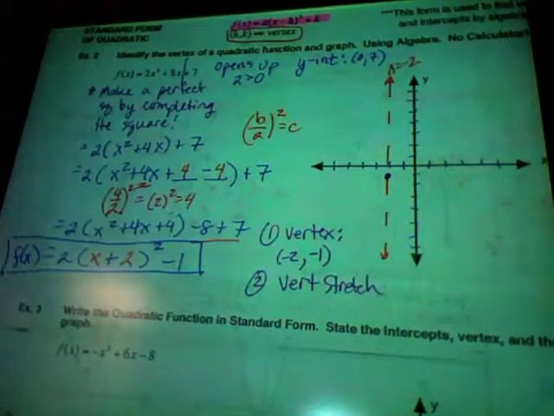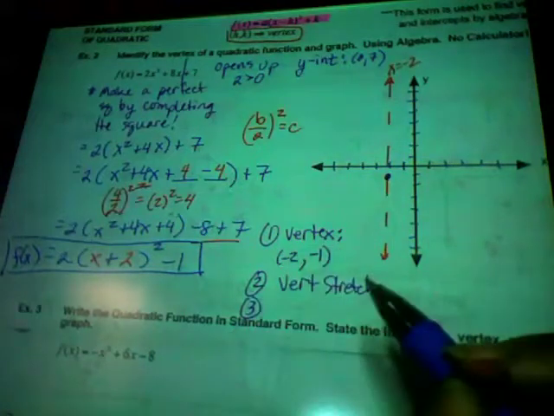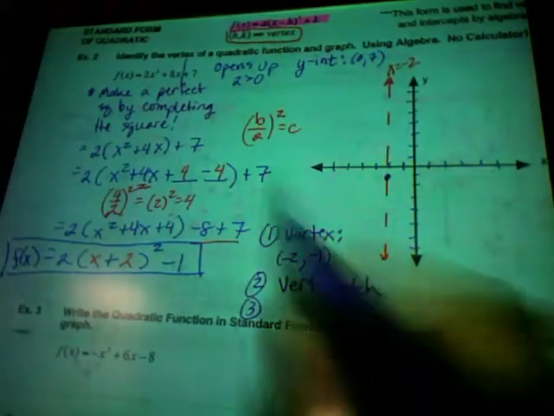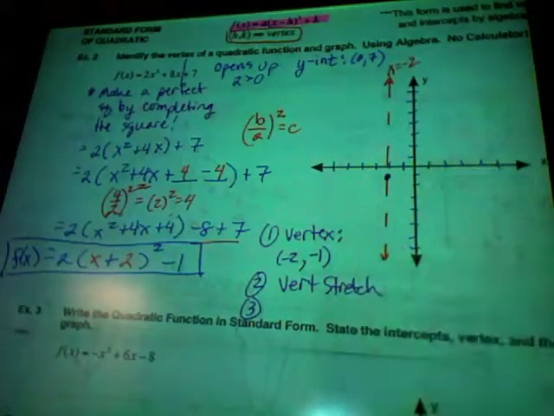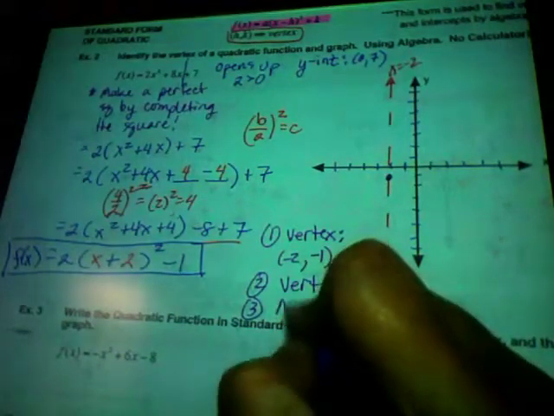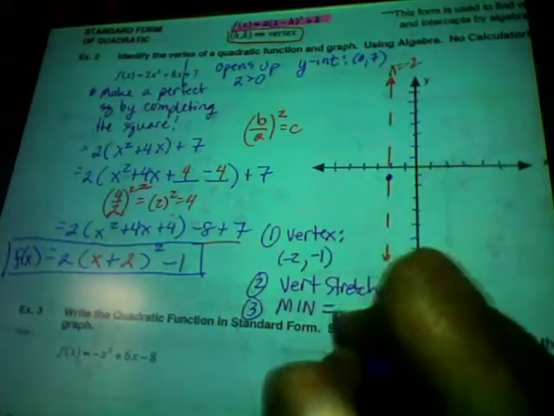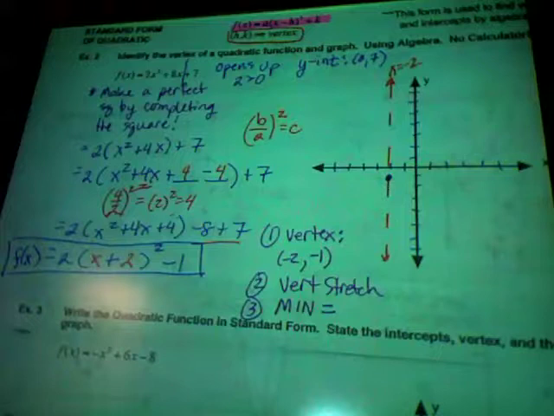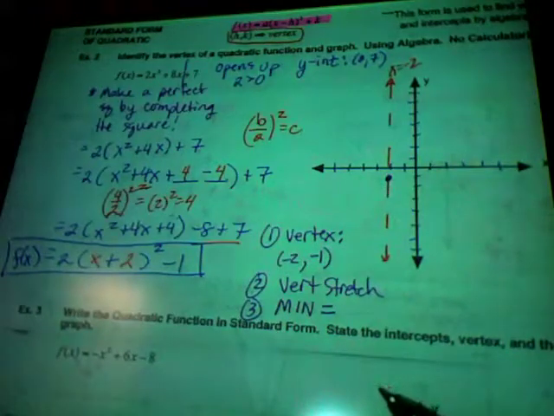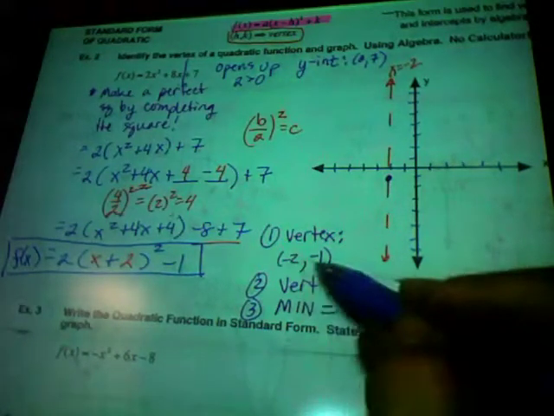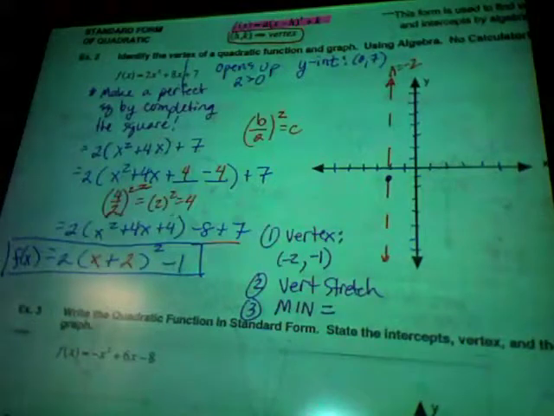Is that vertex a maximum or a minimum value? Is it at the top or the bottom if my graph opens up? It's at the bottom, so what is it? Minimum. So our minimum value is going to be equal to what? Is it the negative 2 or is it the negative 1? What's restricted, your x or your y? Can I choose any value I want to for x? Yes, I can. So x is not restricted.